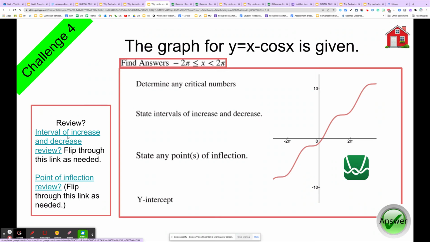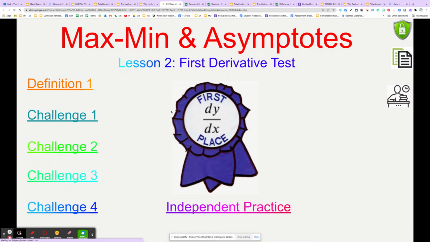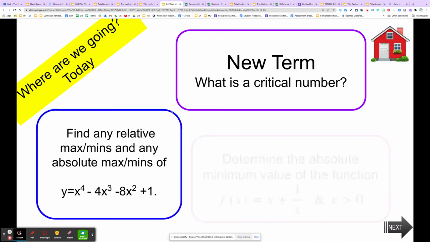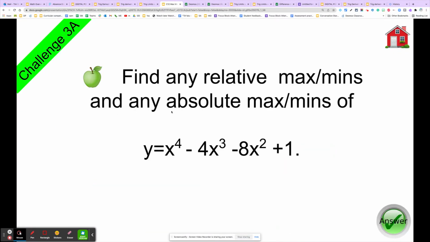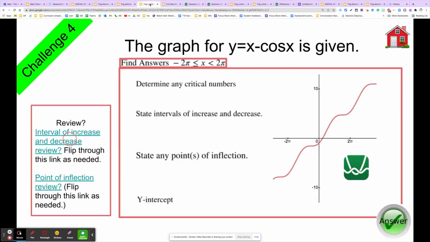If you need a stronger review of intervals of increase and decrease, you could click on this link right here and walk through this and look at critical numbers and their definitions. But I think for many of us, we are going to be okay. So remember, in order to find the critical numbers, you just need to take the derivative of the function, set it equal to 0, and then find those values. And this one said between -2 pi and pi, and those values would be right there and right there. So there are the 2 times that it's 0 in that region.